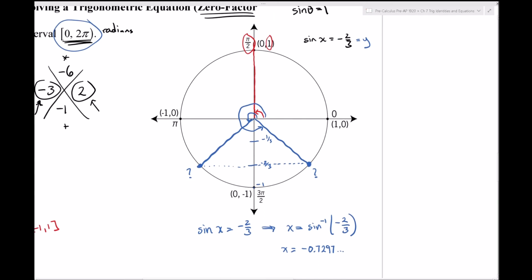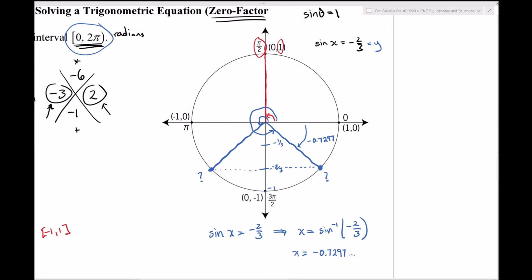Now, if you saw the video for 7.5 yesterday all the way through, you understand that inverse sine is defined to spit out an answer between negative pi over 2 all the way up to pi over 2. So it's the right half of the circle, but the bottom half of that half is a negative set of numbers. So what it's giving you is this angle from here to here. Negative 0.7297 is what it's giving you.